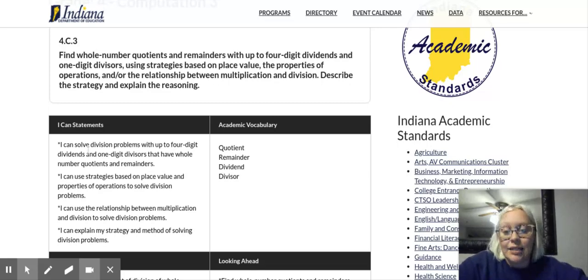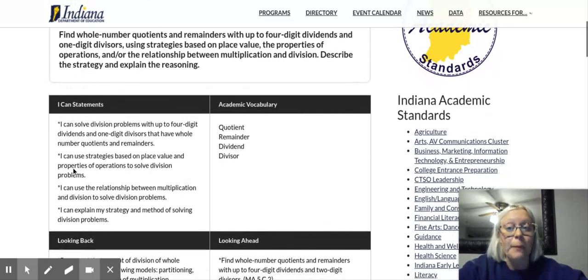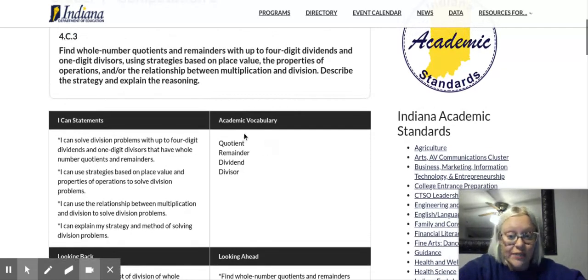So all of these I can statements have to do with division. And I am not going to read them to you yet. When we get to a day where we actually target one of them, I will read that specific one to you and explain it. But I wanted to show them to you and show you that there are vocabulary words that you'll be learning. But we're just not ready for these I can statements yet. I would say in maybe 2 or 3 days, we will be.